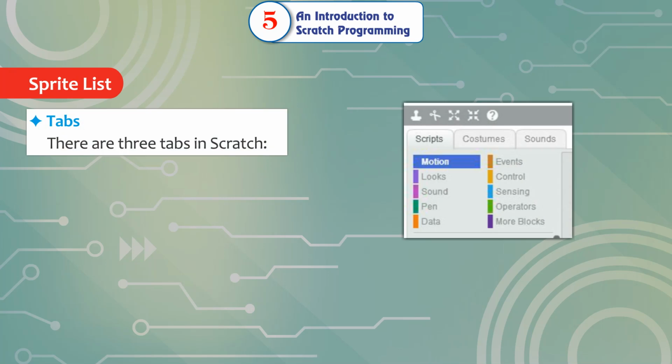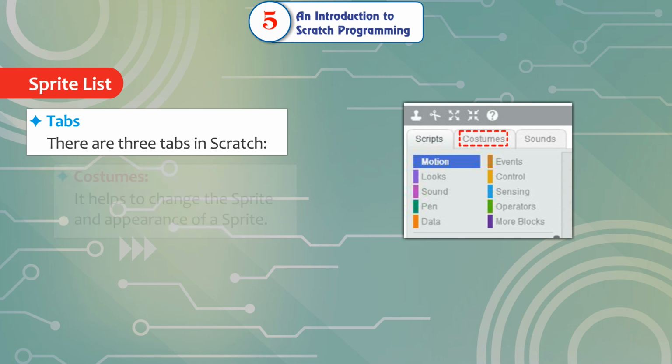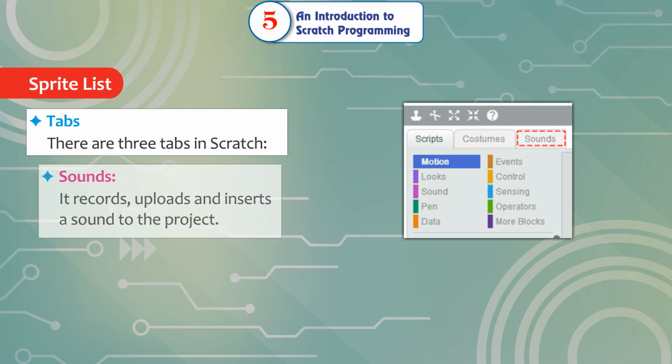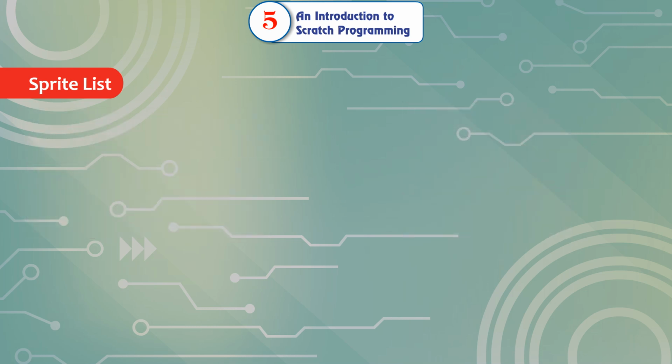Tabs. There are 3 tabs in Scratch. Scripts. It includes the blocks used for creating script for a sprite. Costumes. It helps to change the sprite and appearance of a sprite. Sounds. It records, uploads, and inserts a sound to the project.